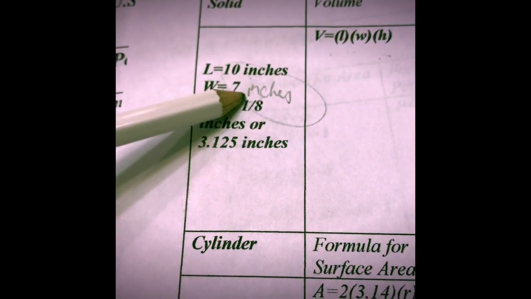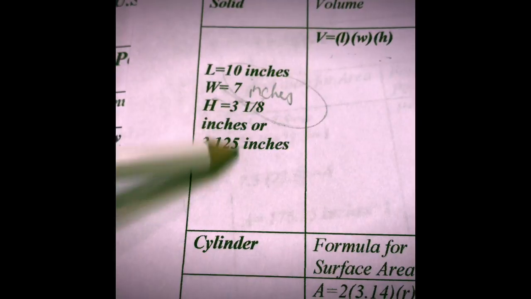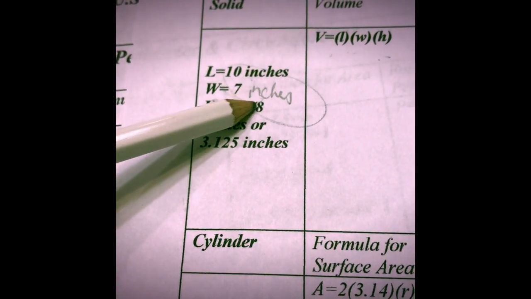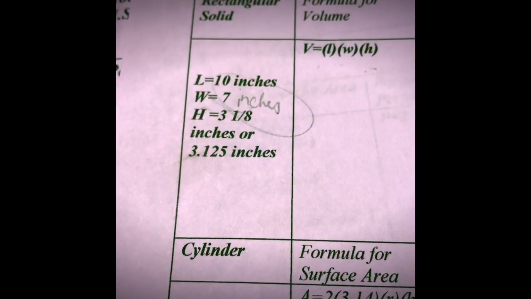I wanted to add, don't forget to label. My width was 7 inches, and in the previous video it was not there, and I went back to review. So please don't forget to label inches. The width for the rectangular solid was 7 inches.